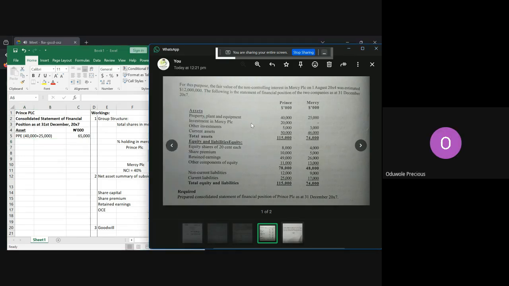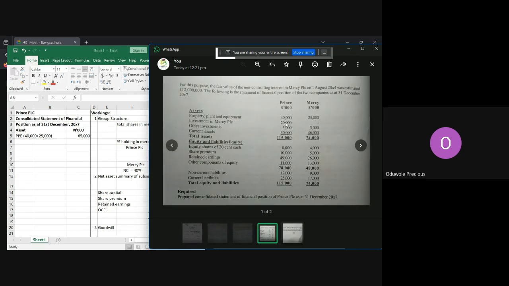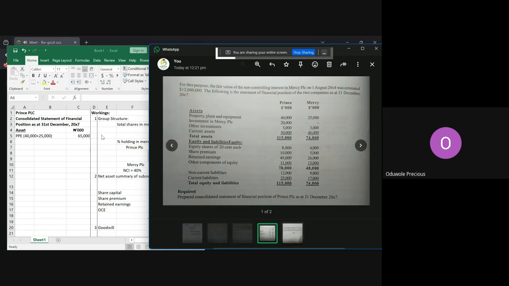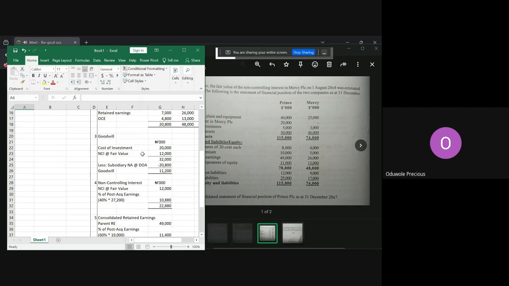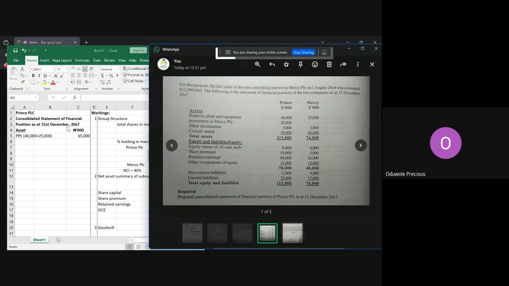What's the next one? Investment in Messi. We don't need it again. Don't forget, this investment is 20 million. That's the amount we invested in Messi. That's the same 20 million that is here. The only time that we would adjust for that is when this figure is different from this figure. But the figure is the same thing. According to what the question tells us, investment in Messi is 20 million. In the acquisition too, investment is 20 million. So that one is not an issue. We are not going to use it again because we have used it when we wanted to get our goodwill. Cost of investment 20 million. So it's not necessary. Again, the next one is other investments.